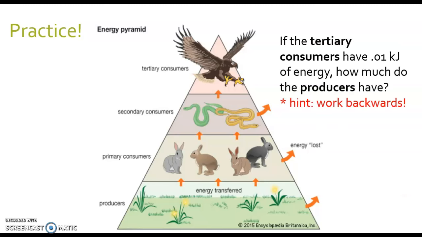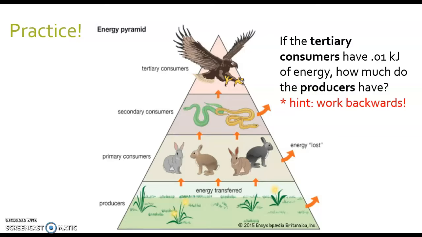The question says, if the tertiary consumers have 0.01 kilojoules of energy, how much do the producers have? Well, at this point, you're going to notice that you're going to have to be working backwards, right? Usually, up to now, we've calculated energy transfer going up the pyramid, from first trophic level to second to third to fourth. But this time, we're moving from the fourth trophic level to the first trophic level. Well, we need to work backwards.